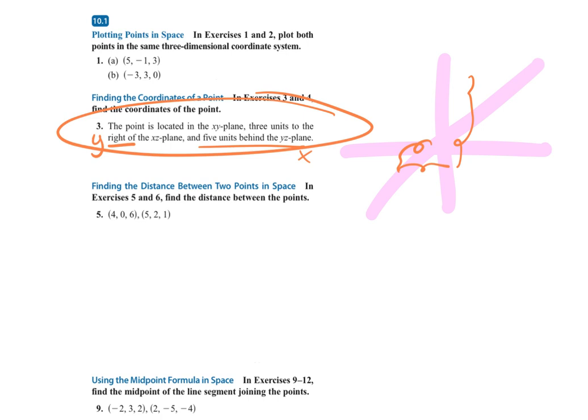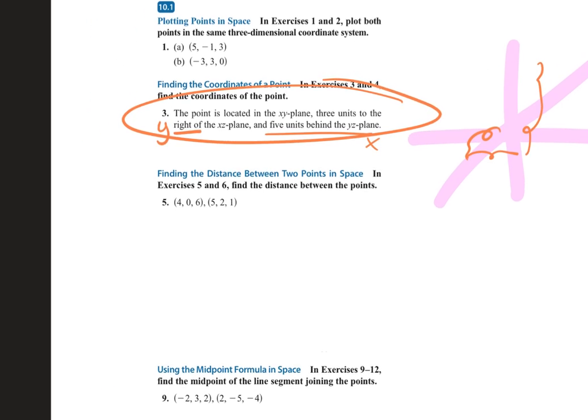The y is to the right. It's a positive y. So right and left is y. Forward and back is x. Up and down is z. So if it's to the right 3 units, that means my y is 3. 5 units behind is 5 units back, so that's an x. And then it doesn't say up or down at all, so it'd be 0. If it's above or below, then it would be your z.